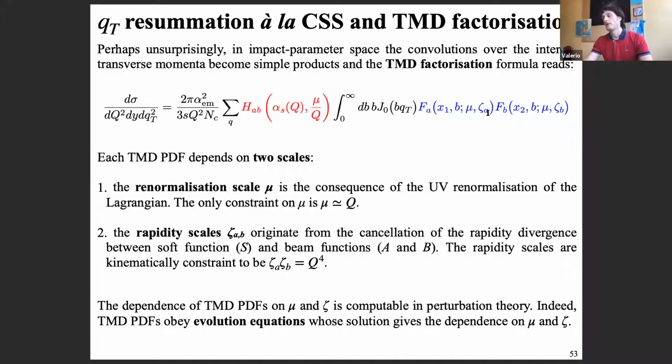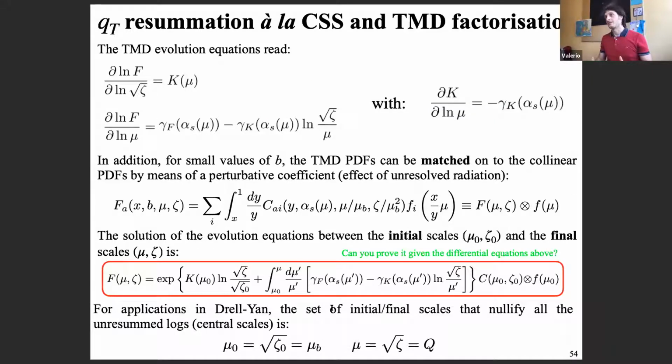So now the dependence of TMD PDFs on the renormalization and rapidity scales is computable in perturbation theory. It is very similar to what you would do for collinear PDFs using the DGLAP equation. But TMD PDFs have their own evolution equations. They are summarized in this slide. Since I'm running out of time, I don't want to go through all the details, but these are the evolution equations that TMD PDFs obey.